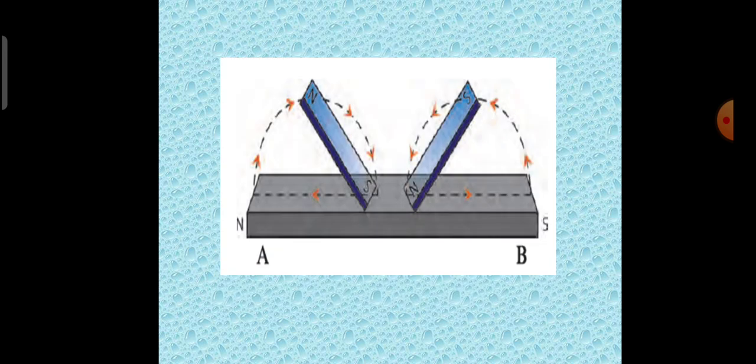In the second method, again you place a steel bar on a table. Take two bar magnets here. Place two opposite poles of the two bar magnets at the center of the steel bar. Drag these poles apart, one to the A end of the steel bar and the other to the B end. And you have to repeat this 15 to 20 times.